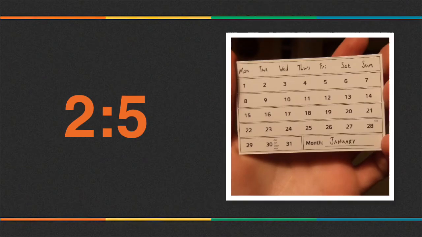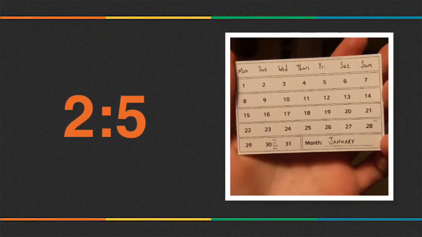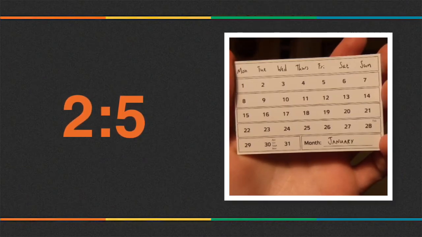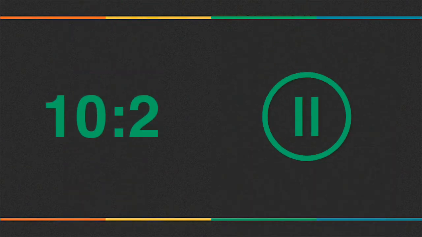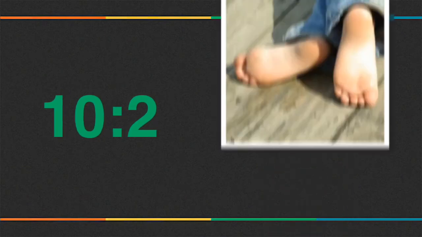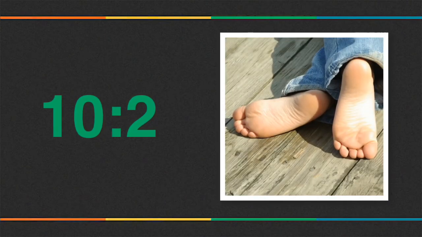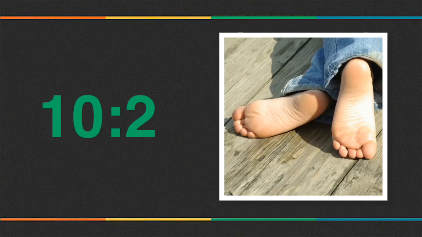And what could this ratio be describing? How about for every 2 days that are a weekend, there are 5 work days or school days? And one last one. What about 10 to 2? What might that illustrate? How about for every 10 toes, there are 2 feet?